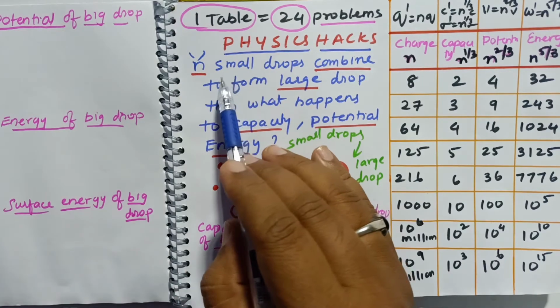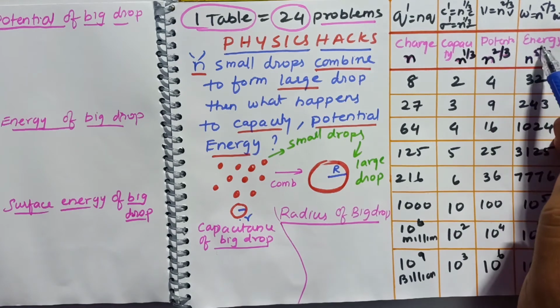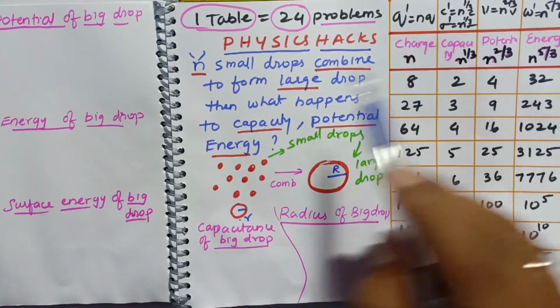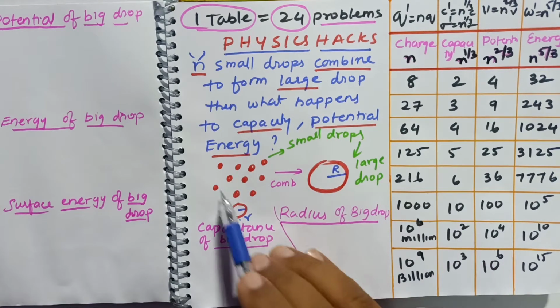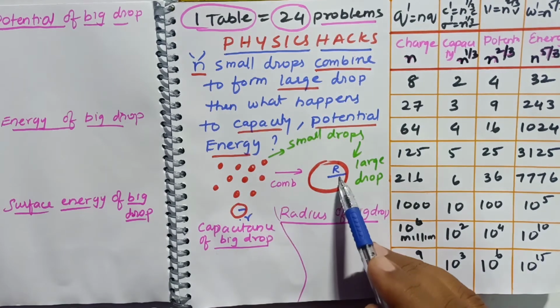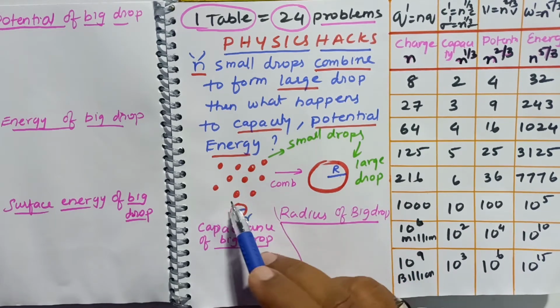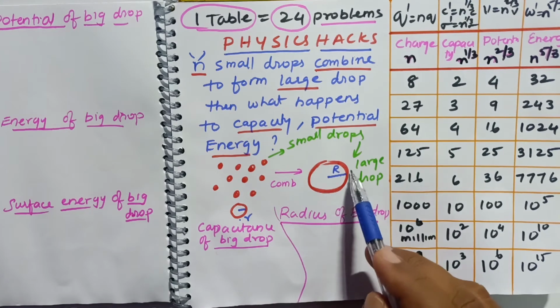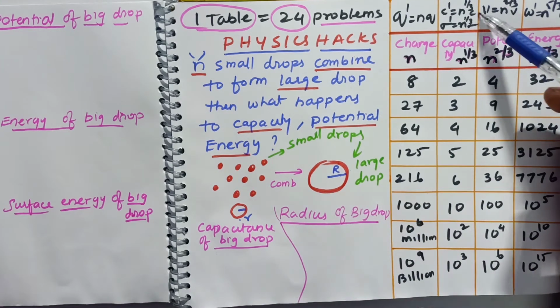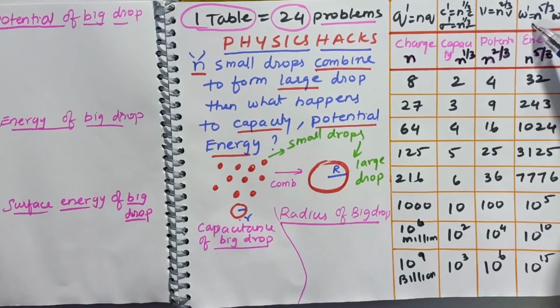What happens to the capacity, potential and energy when n drops combine to form a larger drop? N smaller drops combine to form a larger drop. These are all charged drops. When n charged drops combine to form a larger drop, what happens to its capacity, electric potential and energy?